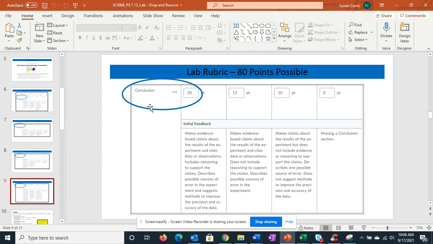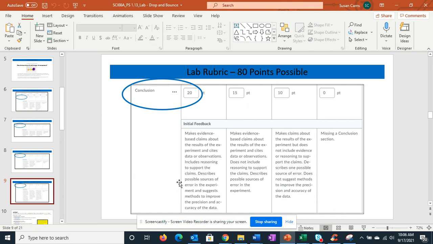The last part of the rubric is the conclusion. This is an important part as well. You need to make evidence-based claims about the results of the experiment and then cite or refer back to your data and observations. Include reasoning to support your claims. So more than just, I saw this, I noticed the ball bounced 10 centimeters. Use your data to support your claim and your conclusion.